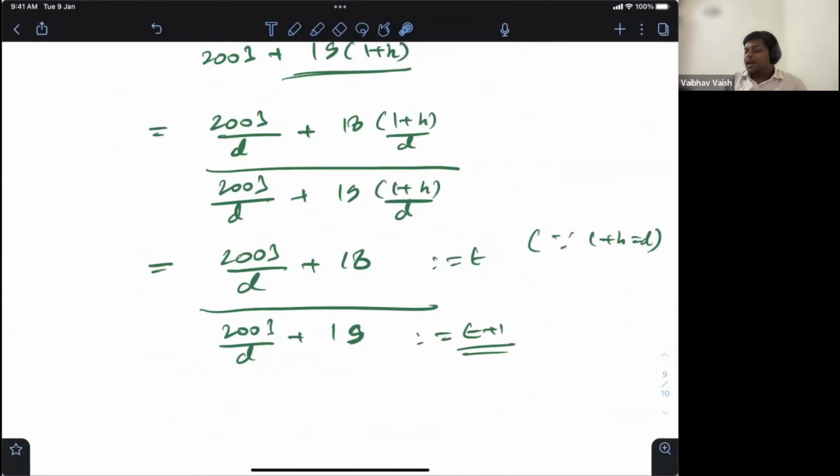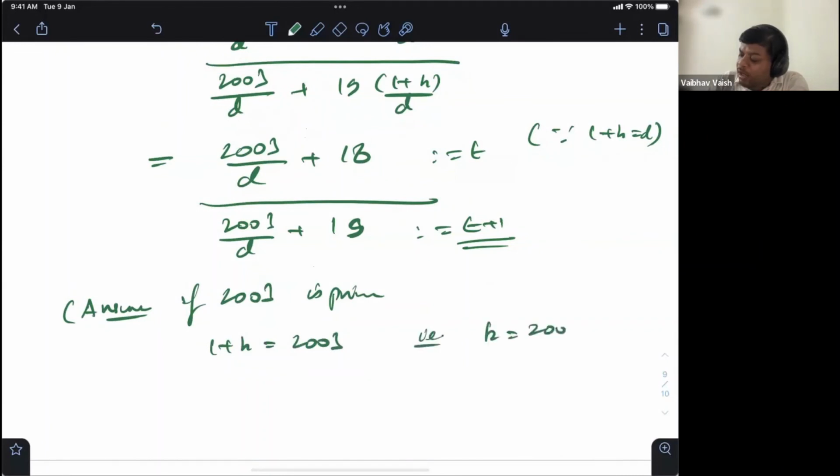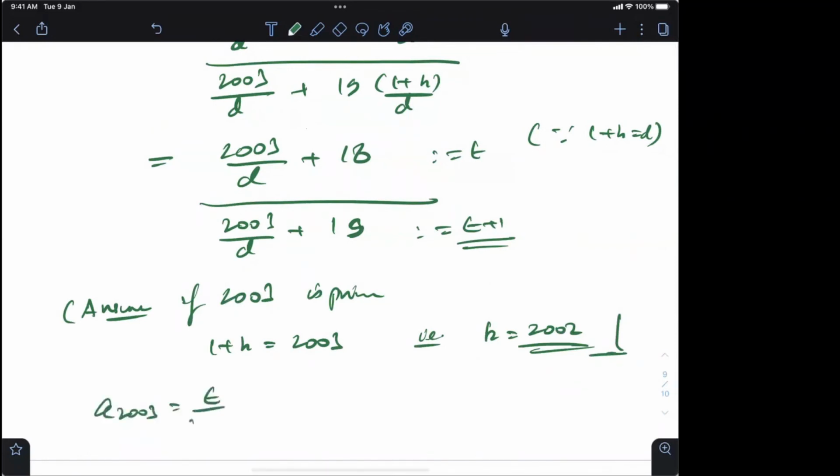If 2003 is prime, you take 1 plus K equal to 2003, that is K equal to 2002. So after 2002 steps, you get the required GCD. That completes what we wanted: AK plus 1, which is 2003, is of the form T by T plus 1.